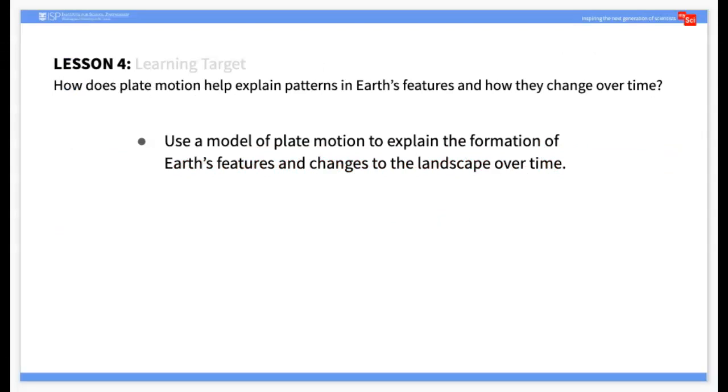By the end of this lesson, students will have used a model of plate motion to explain the formation of Earth's features and changes to the landscape over time.